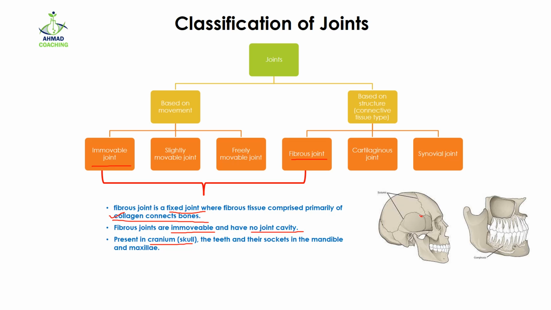Here you can see that these are the joints, and we know that they cannot move because they are made up of fibrous joints. They are also present in the teeth and their sockets in the mandible and maxilla. Here you can see that these are the teeth, and these parts are their sockets, and these sockets cannot move and are also fibrous joints.